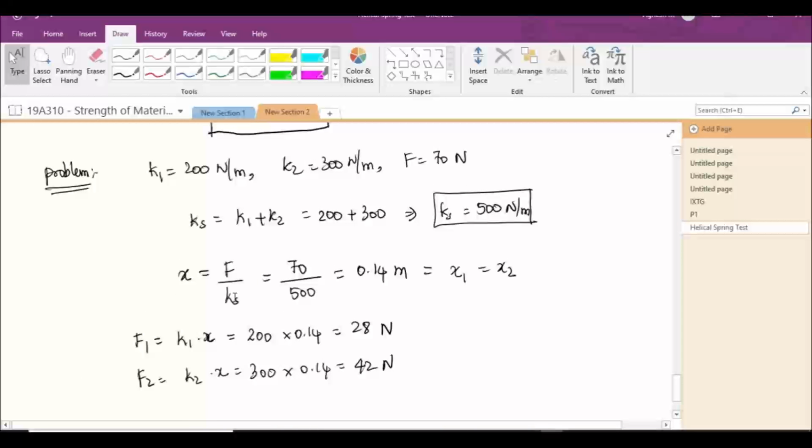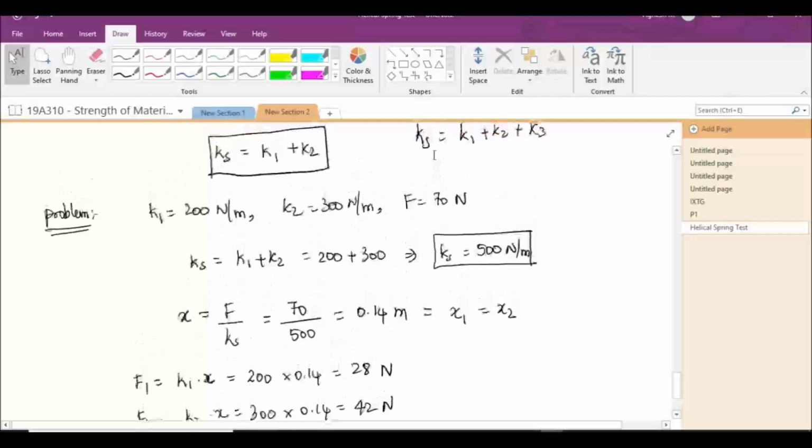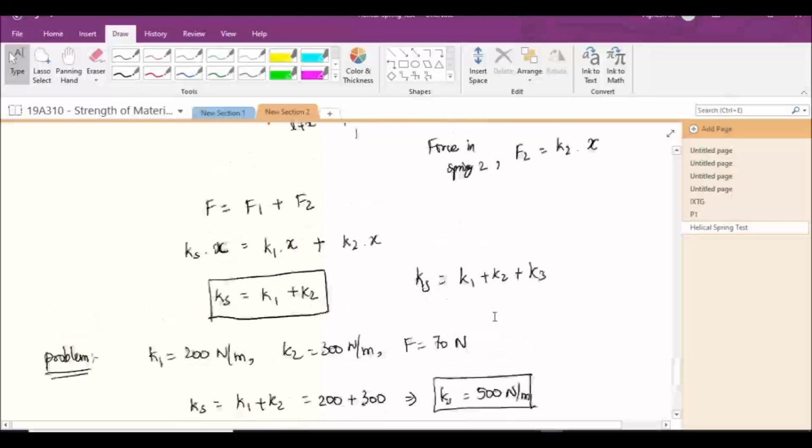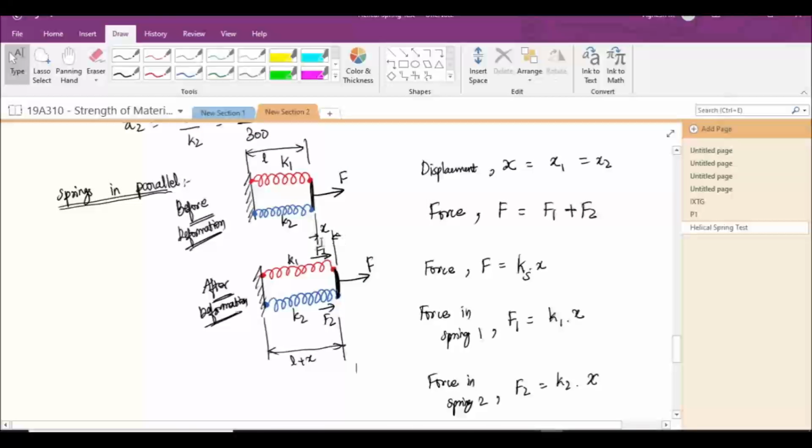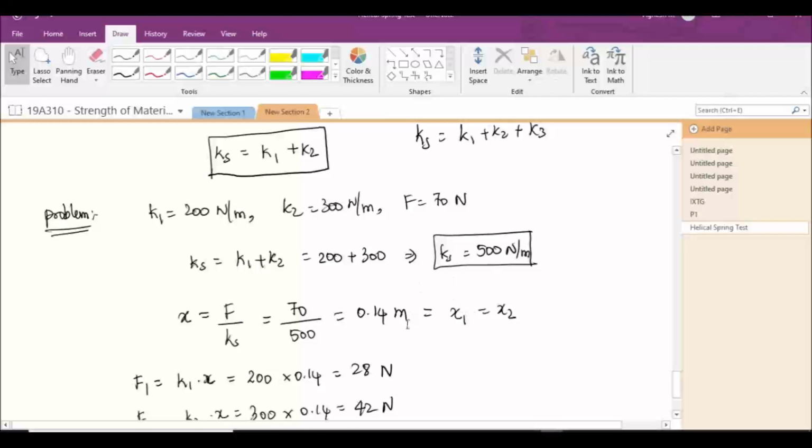So here, a force of 70 Newton is applied, and the total stiffness of the system is 500 Newton per meter. If I divide these two values, the final value is going to be 0.14 meters. This is going to be the displacement of the first spring and also of the second spring. So the displacement of the system and of the first and second spring are all the same, 0.14 meters.